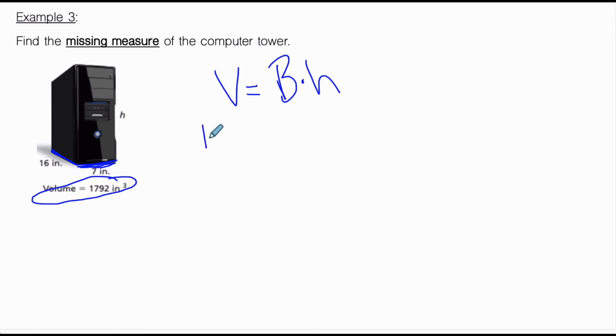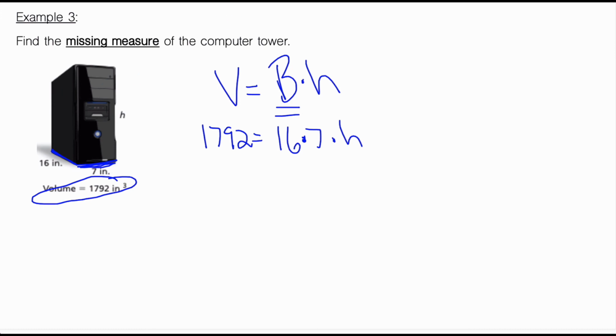So we know the volume is 1,792. We know that the area of the base, aka big B, is found by doing length times width, and we know both of those measures. We know 16 and we know 7, length times width, area of the base. And we don't know the height. So now all we're going to do is work backwards and solve.